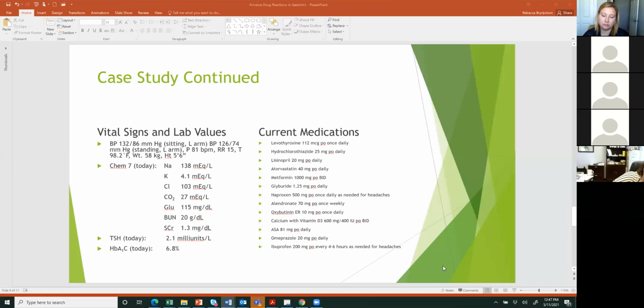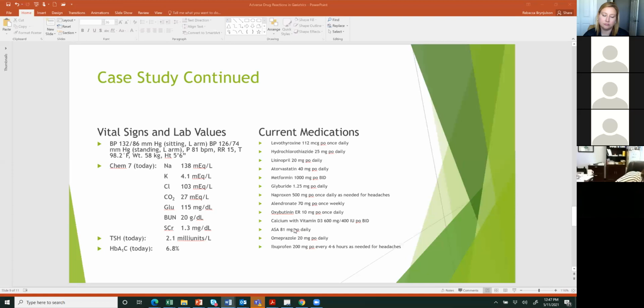Oxybutynin is also on the Beers criteria. It is recommended to avoid if possible, and if not possible, because it has such strong anticholinergic effects, we would want to minimize any use of anticholinergic medications or the number of anticholinergic medications. It has been implicated, or there's a risk of cognitive decline. So we would recommend discontinuation of that. And there are other options that can be used for stress incontinence, and physical therapy can be a great non-medication related recommendation for stress incontinence.